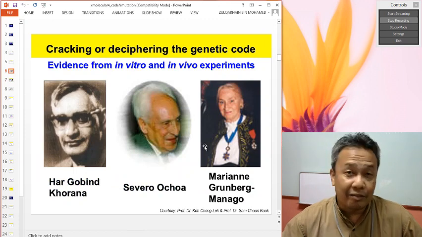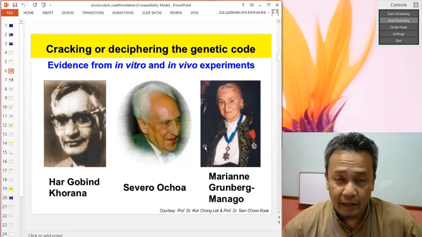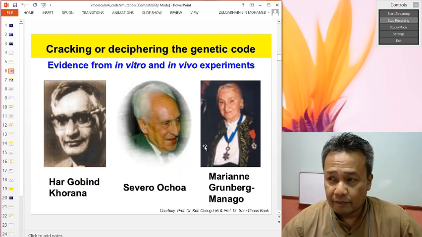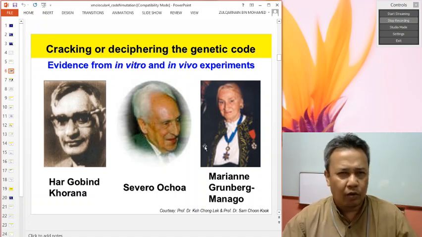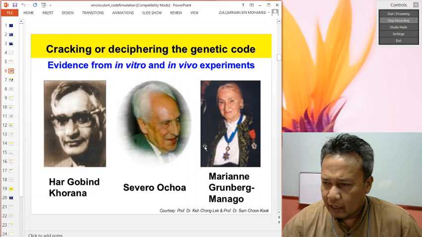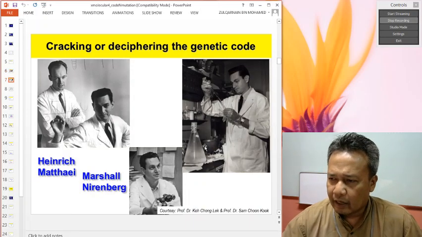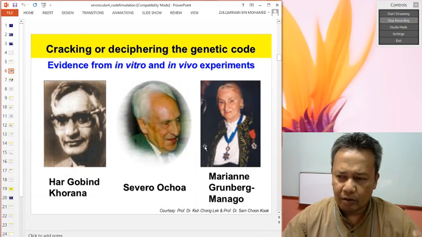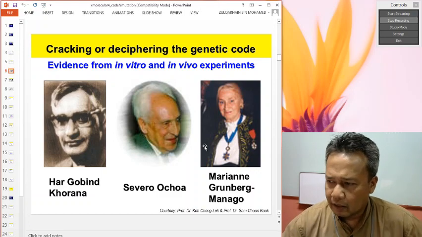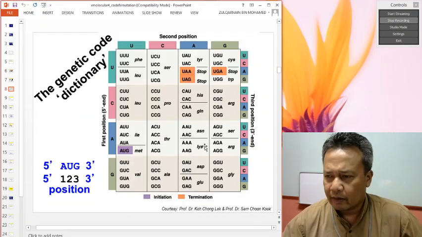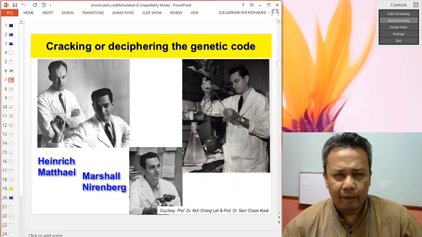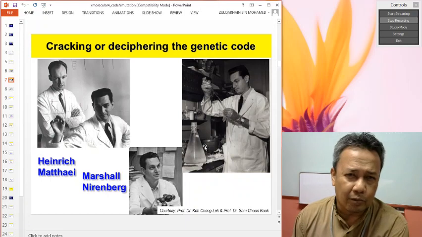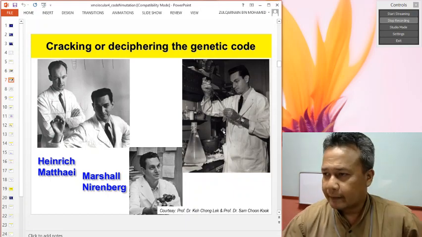These are the people involved in cracking, the understanding of the genetic code. There were various experiments. It went on for years in the 1960s, until Khorana, Ochoa, and Nirenberg made the very important discoveries that allowed them to also win the Nobel Prize.